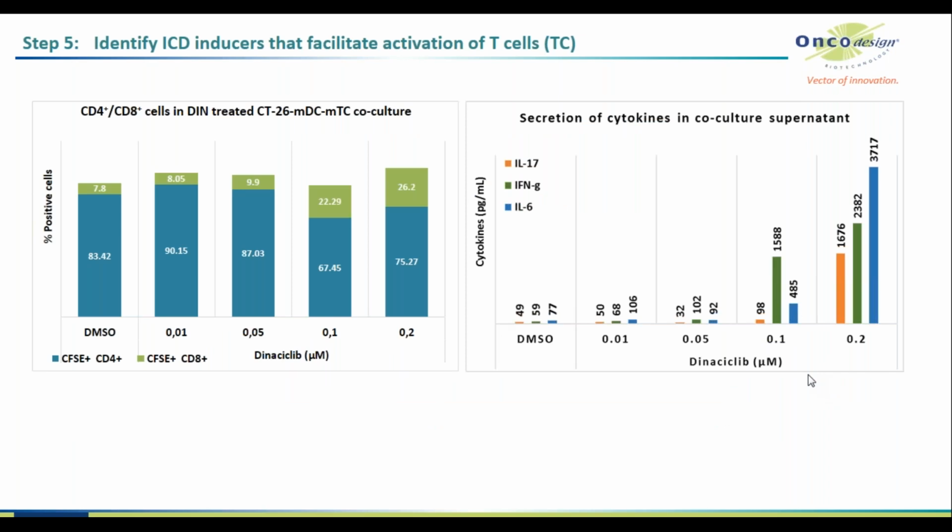On the graph on the left, you can see CFSE CD4 or CFSE CD8 positive cells. So in blue, it's the CD4 positive cells, and in green, the CD8 positive cells. At the doses that we had seen before for the activation of dendritic cells, we can also see a polarization of CD plus cells, where we can see an increase in the CD8 plus population at 0.1 and 0.2 micromolar Nanocyclix. At the same concentrations, we can see an increase in interferon gamma, a key cytokine, IL-6, and IL-17.